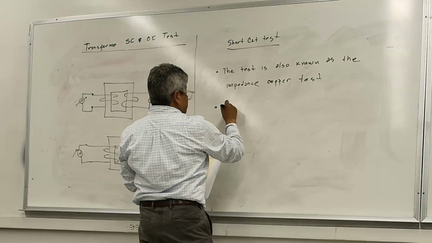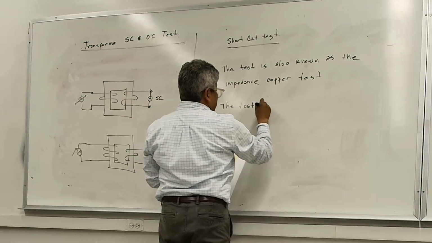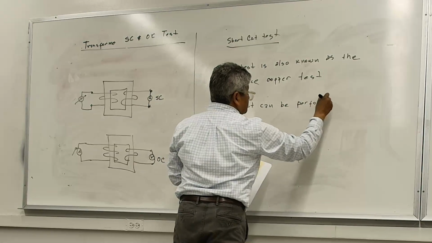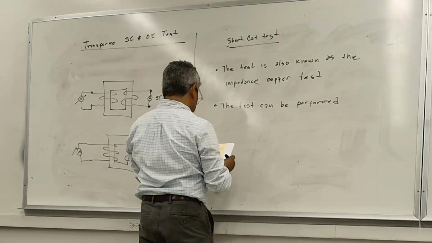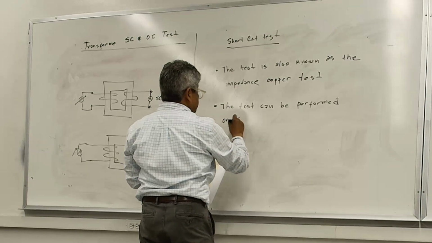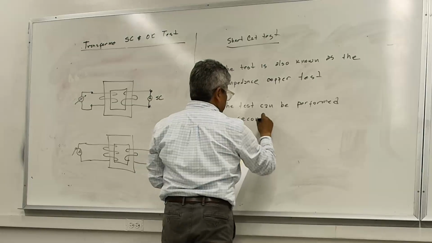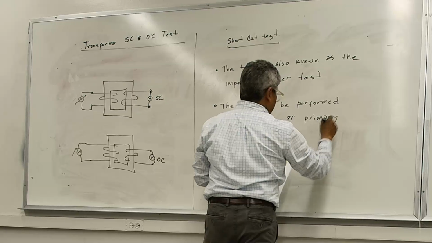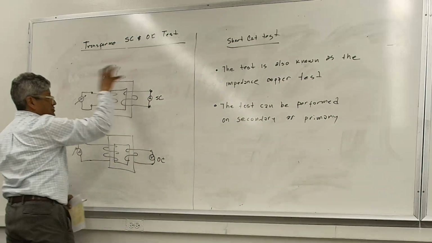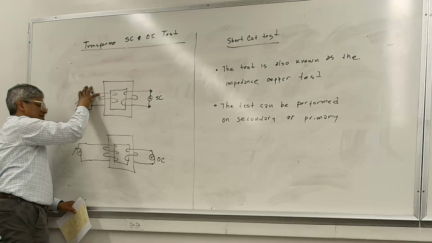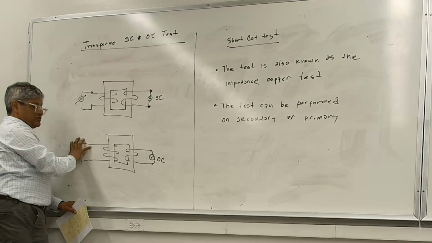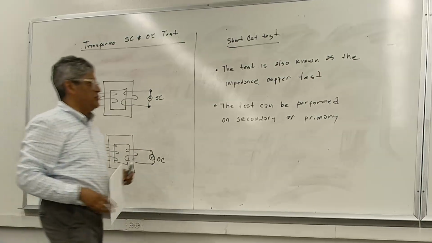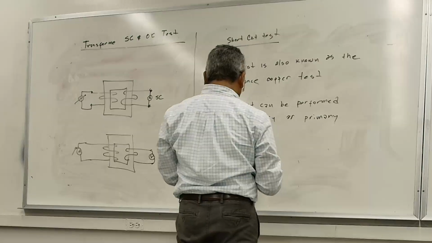And as I said, the test can be performed on secondary or primary, it doesn't matter. Whatever you have access to. Meaning, I can move the source right here and I can short this winding, or I can move the source to this side and open this winding, or vice versa. It doesn't really matter which side you short and which side you put the source.